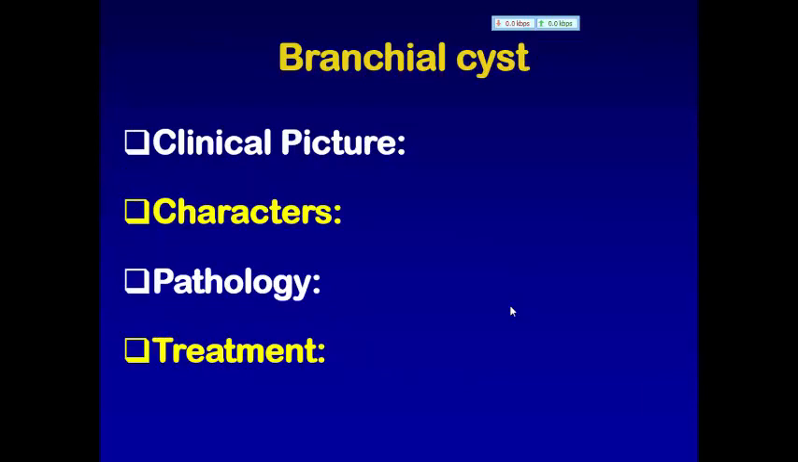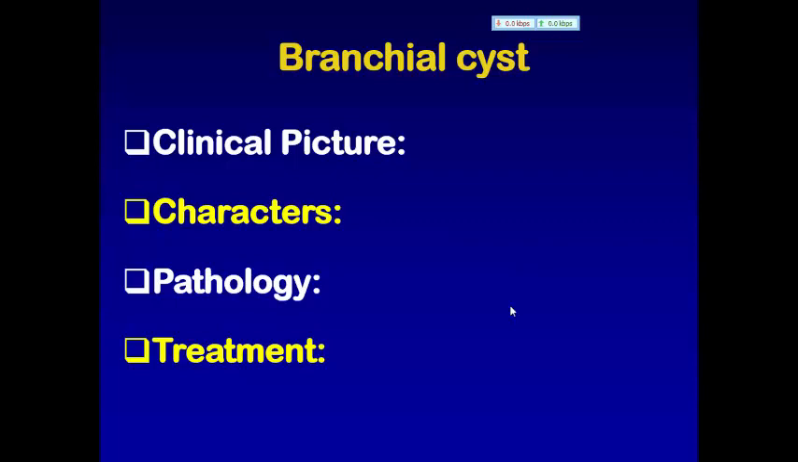The clinical features or clinical picture of branchial cyst: usually the age affected, as far as it is congenital, is presentation in childhood or later, around the age of 20 years.